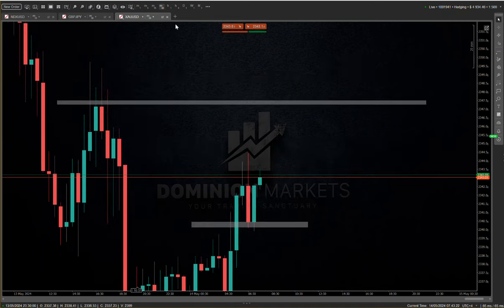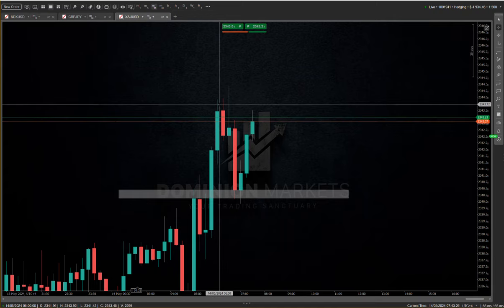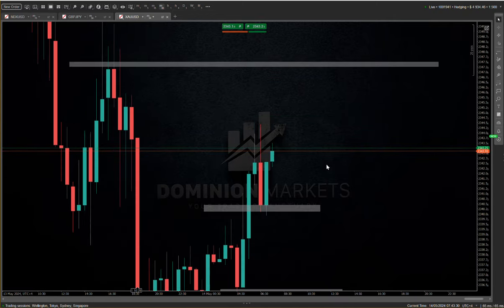Okay, so I want to take a look at these wicks on the 15-minute time frame. Yeah, that's also a resistance right there. So it's going to be better to wait for the 30-minute candle to close to see how we actually close.